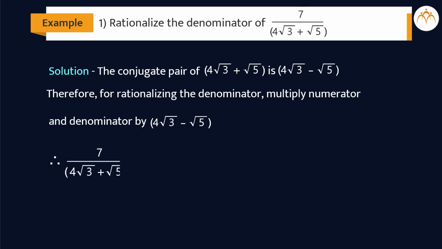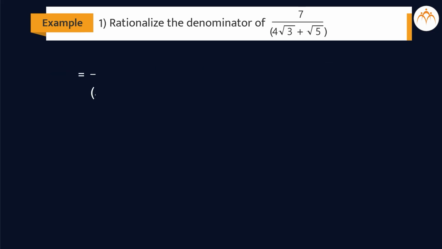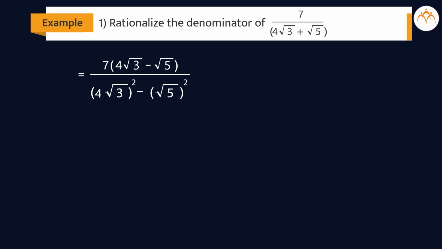Therefore, 7 / (4√3 + √5) = 7 / (4√3 + √5) × (4√3 − √5) / (4√3 − √5) = 7 × (4√3 − √5) / ((4√3)² − (√5)²), because (a + b)(a − b) = a² − b².